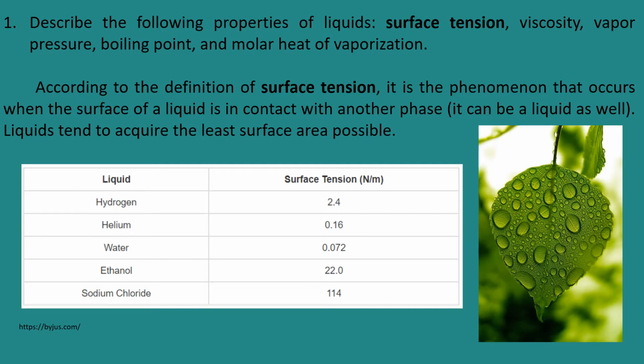So as you can see on the picture, on the left side, we have the table containing some common liquids and their surface tension. For hydrogen, we have the surface tension of 2.4, helium 0.16, water 0.072 newtons per meter, ethanol is 22, sodium chloride is 114.